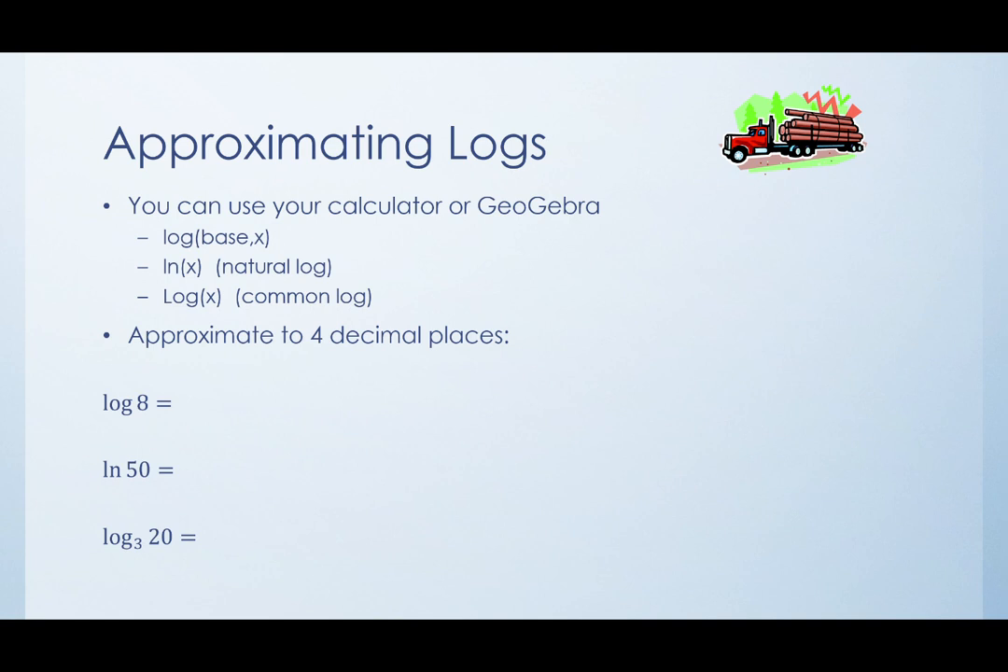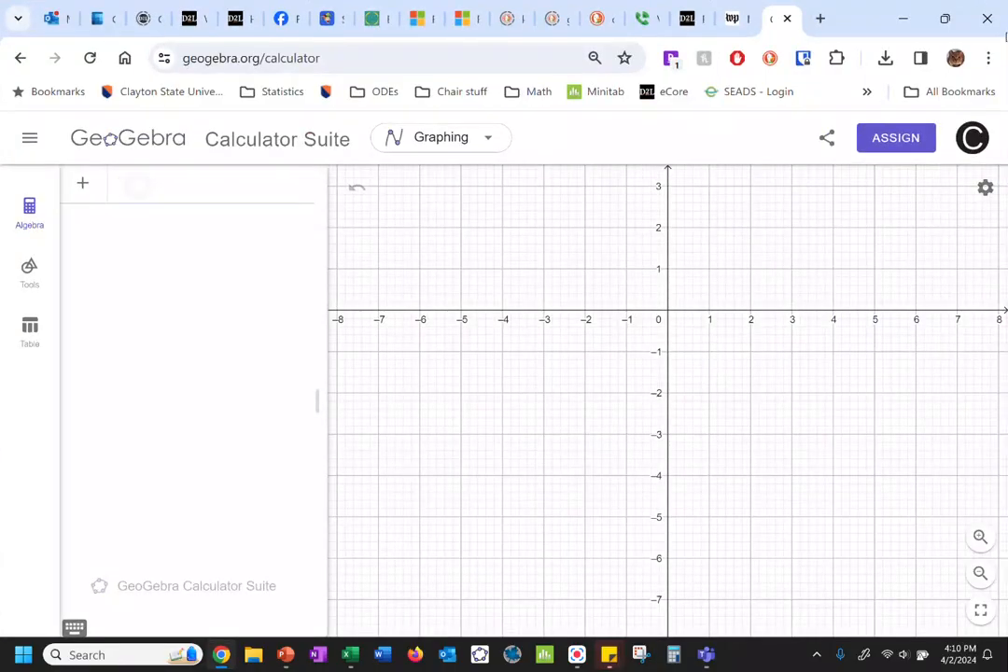So if we look at log of 8, so this is log base 10, 10 to the what equals 8. And of course, we have no idea. What we do know is that it will be between 0, because 10 to the 0 is 1, and 1, because 10 to the 1 is 10. And it's probably going to be closer to 1. So let's pull up GeoGebra and say, hey, what is log of 8? And here it's going to tell us 0.90308, so we'll call it 0.9031.